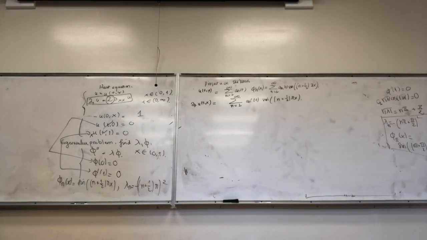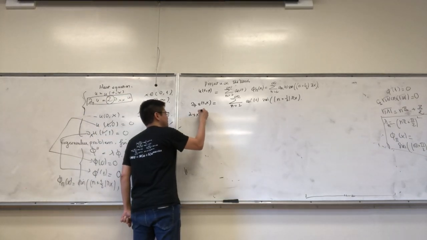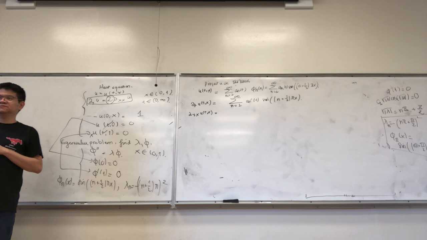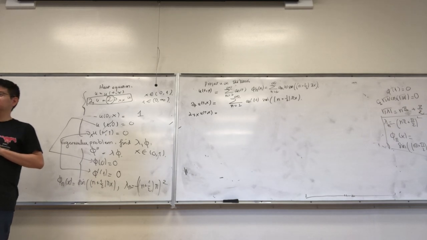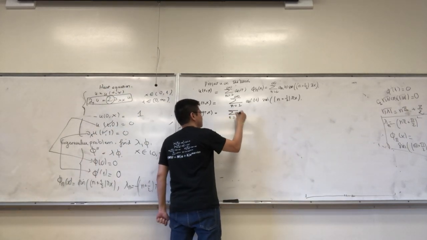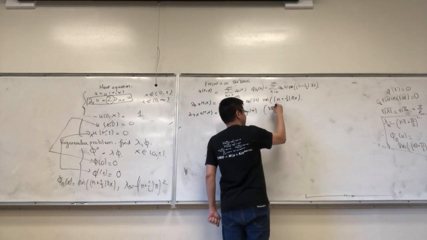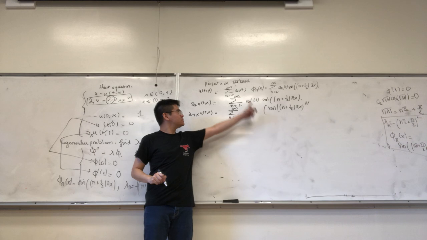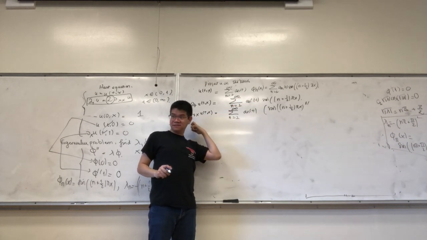Now what is the next partial derivative? d x x. So now I have to take d x x of u of t, x. What is it? I have to take the partial derivative in x of this series. So I have a sum, and I have to take the second derivative in x.